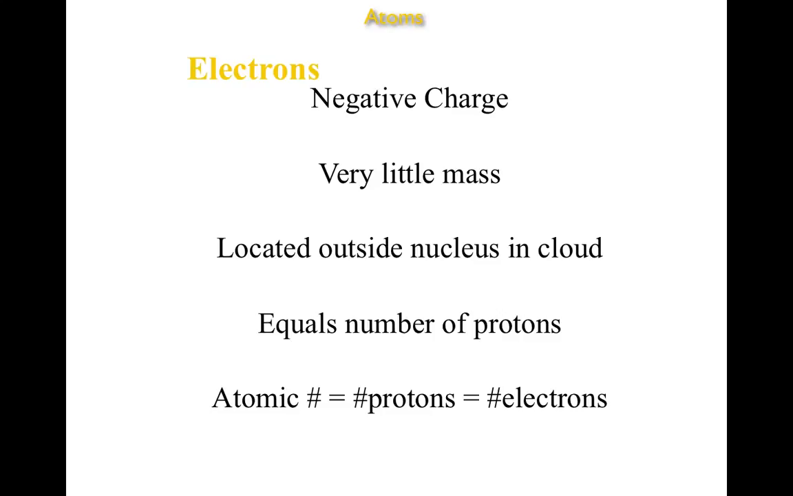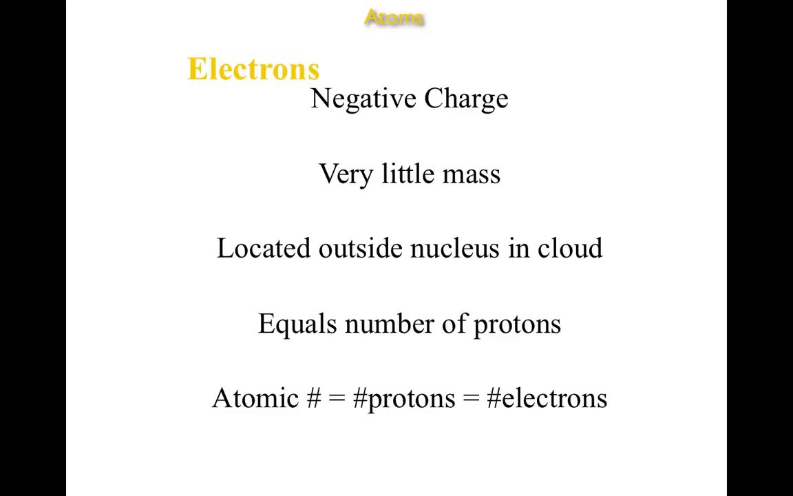Next is the electrons. Electrons are negatively charged, and they are not in the nucleus. They are outside, and they float around in these clouds, in these different layers of clouds that contain different energy and different amounts in each one. There's very little mass to electrons. The mass is so minuscule that we do not use the number of electrons to determine the mass of an atom. The number of electrons always equals the number of protons.